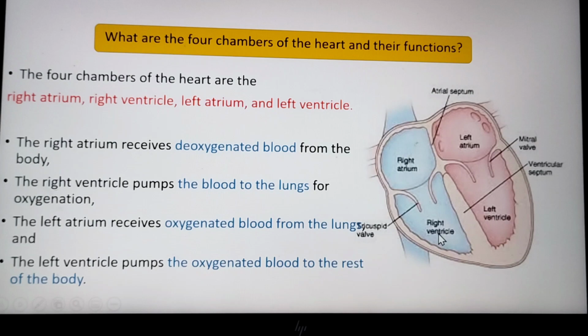After the blood enters the lungs, it becomes oxygenated and returns to the left atrium. So the left atrium receives oxygenated blood from the lungs, and from the left atrium it goes into the left ventricle. The left ventricle pumps the oxygenated blood to the rest of the body. In the body parts, the oxygenated blood gives up oxygen, takes up carbon dioxide and becomes deoxygenated. The deoxygenated blood comes back to the right atrium. So the circle continues like that. These are the 4 chambers of the heart and their functions.